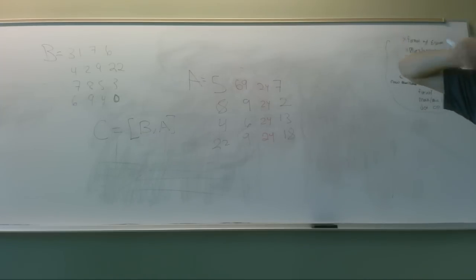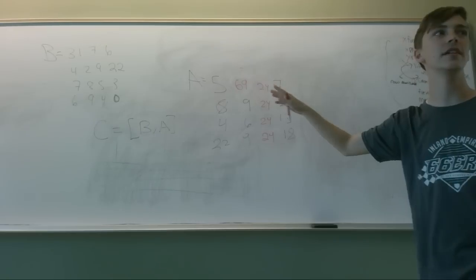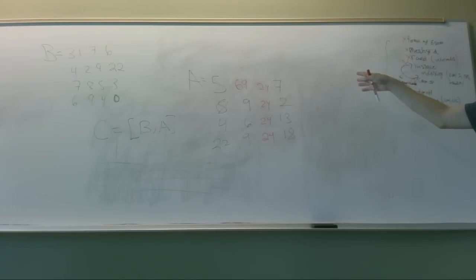In that order. So if you read row 1, you're going to get 3, 1, 7, 6, 5, 69, 24, 7. That's row 1 right there. Okay? All it does is sit them right next to each other. And that's because we have the same number of rows. It'll only do that if the number of rows are the same.